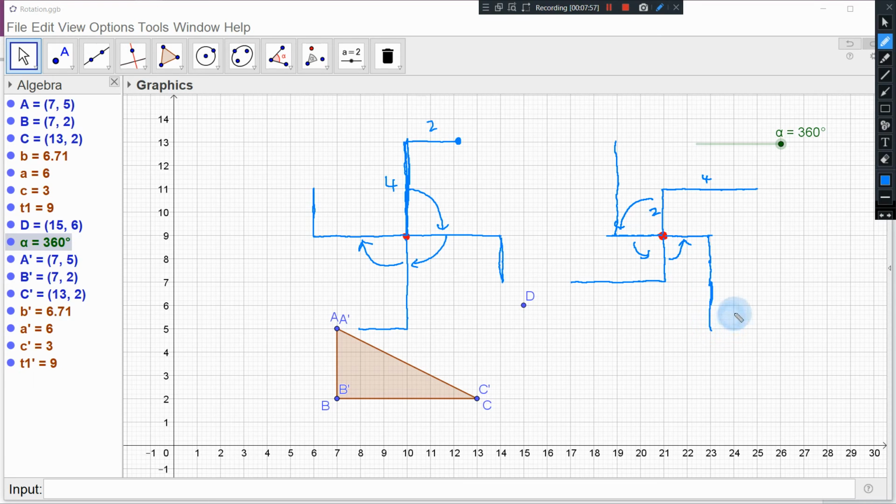It will become here. So try to practice this, because later on I'm going to use this method to draw the image of a rotation. Okay, see, 270 anti-clockwise is actually the same thing as 90 degrees clockwise.